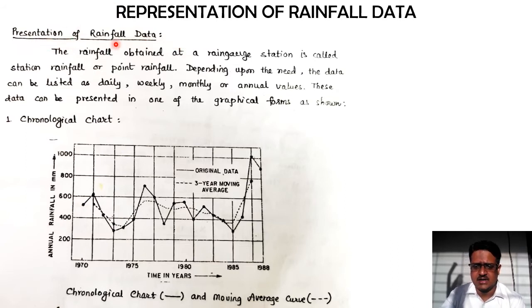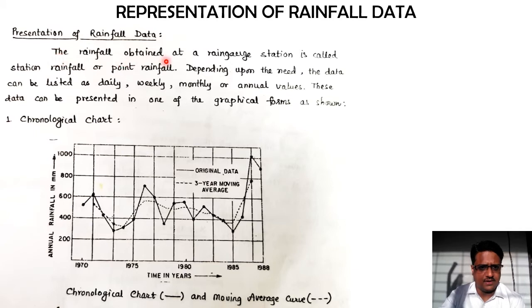So this is, what I can say, a middle step, where from measurement till the utilization you are going to have. So for utilization you need to present this rainfall data in a much better way. So let us check out the various ways in which we can actually present these rainfall data.